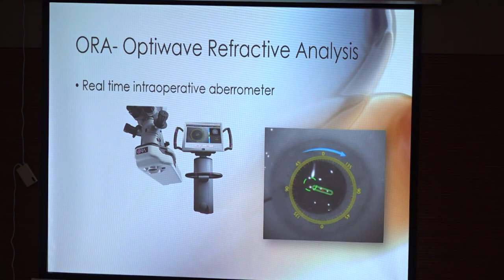The latest is the Optiwave Refractive Analysis, that is the ORA. It is a real-time intraoperative aberrometer, and in this the measurements are taken after the cataract has been taken out, that is in the aphakic mode. So it calculates the sphere, cylinder, and the axis. So we can directly calculate the power intraoperatively and then put the IOL.